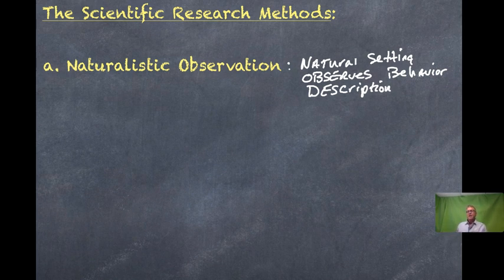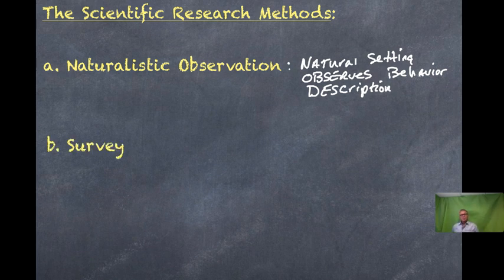And then they would describe what they saw. They didn't do any manipulating of variables. They just observed behavior in a natural setting without interfering at all. Then they reported it as a description. This is what happened. Okay? You don't get cause and effect. You can't prove cause and effect with a naturalistic observation.